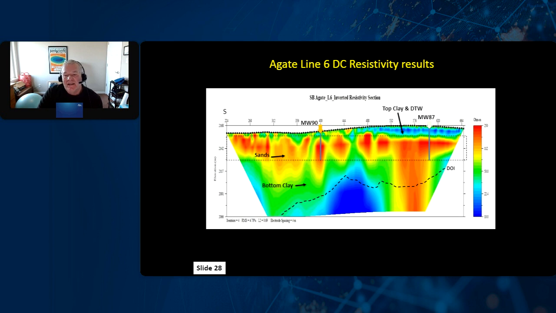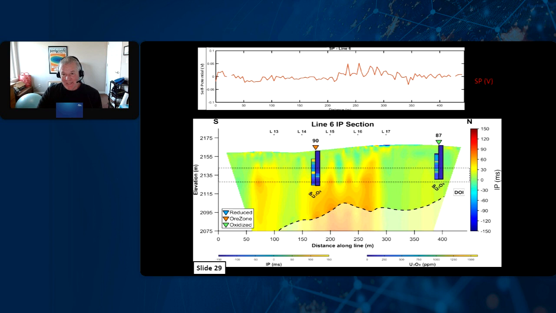So again, we see the same response, but here we go from an ore zone area to an oxidized area over here. And again, we have to be careful about some of these resistors that expand to depth. There is a possibility that there are some structural things going on here that we're not quite seeing yet. We're waiting for the refraction or reflection data on that. But again, on our IP response, let's focus on that for line 6.